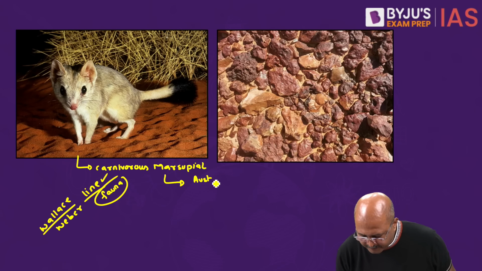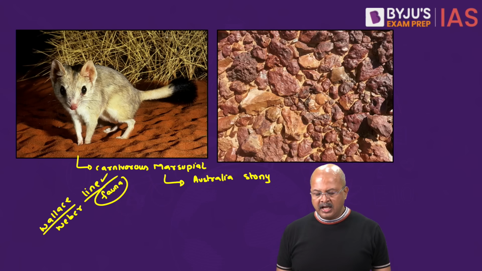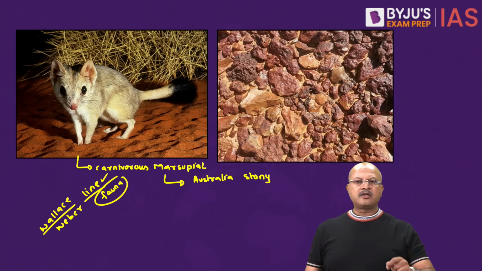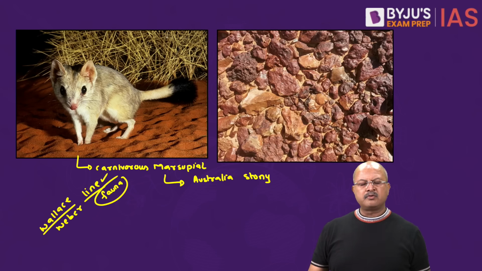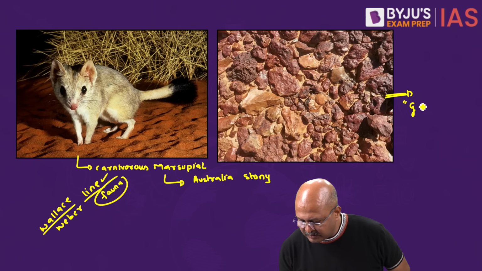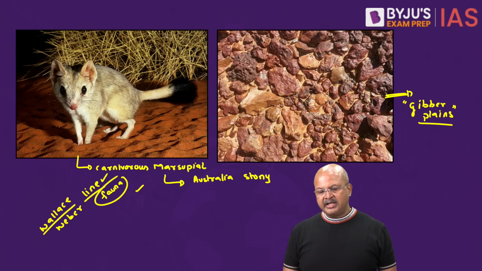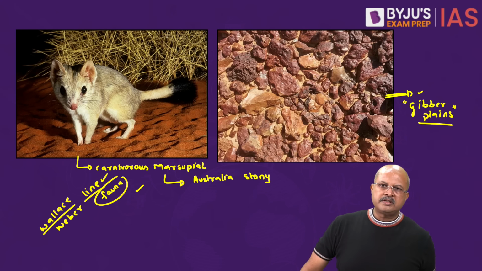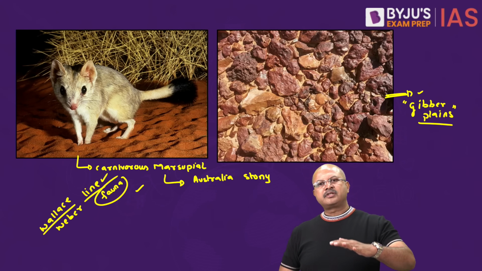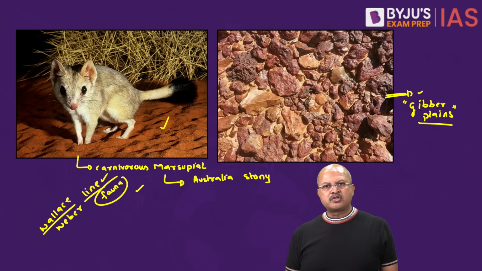In Australia, the stony desert, the treeless deserts. This habitat of the Kowaris, which is treeless, is referred to as gibber plains. So one, it is a carnivorous marsupial; two, Australia, stony deserts; and they are referred to as gibber plains. Now there was a threat to this species because of climate change, deforestation, fires, etc., and hence the number of this carnivorous marsupial decreased.